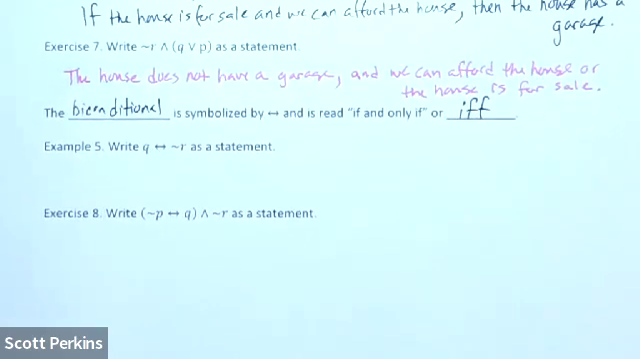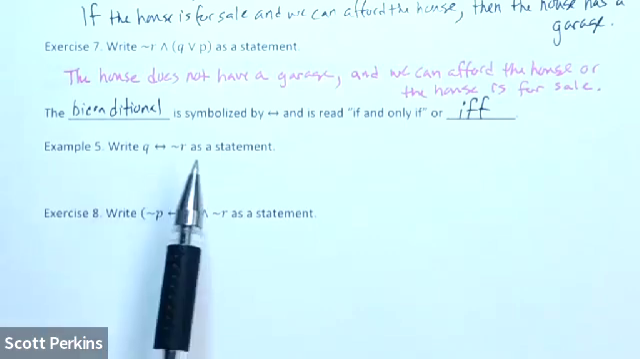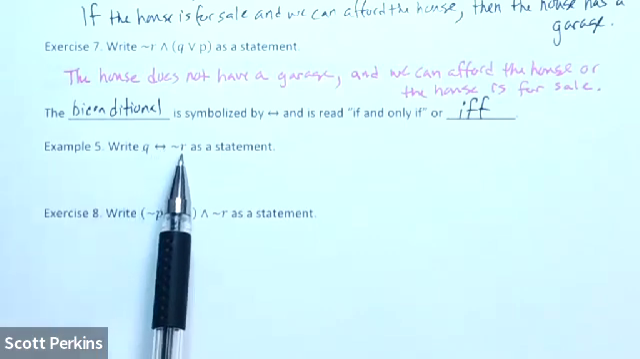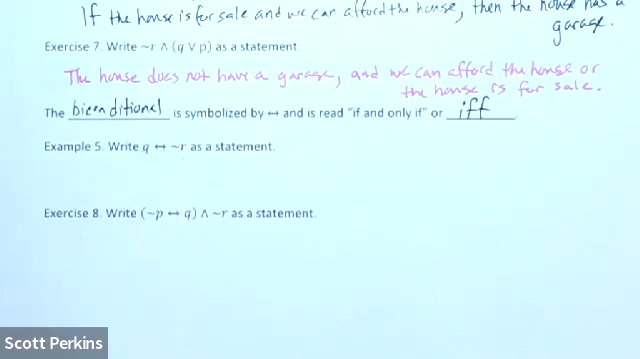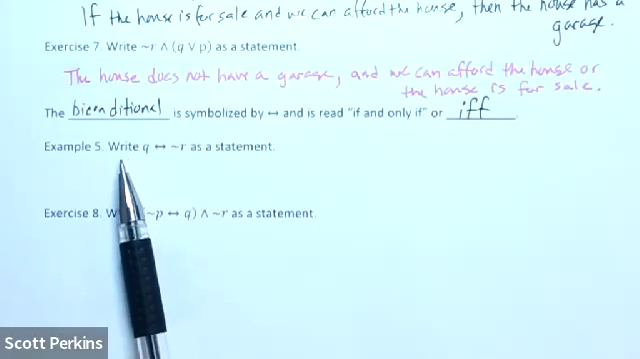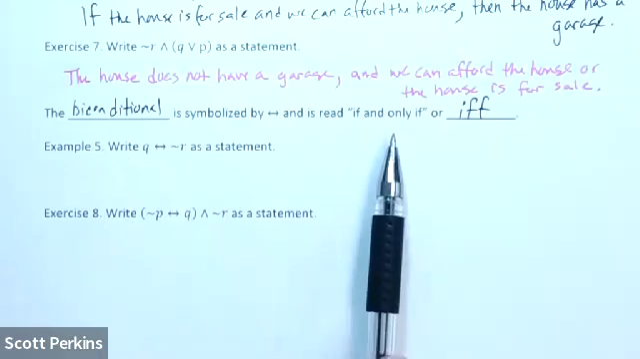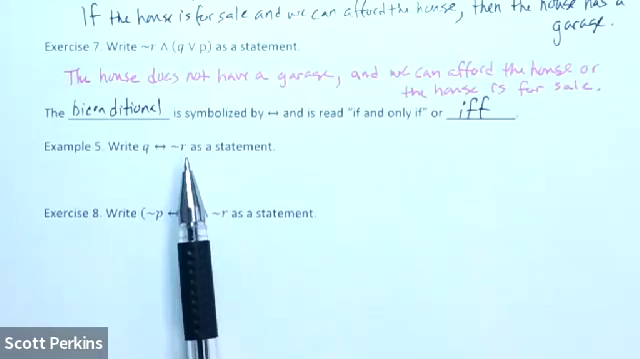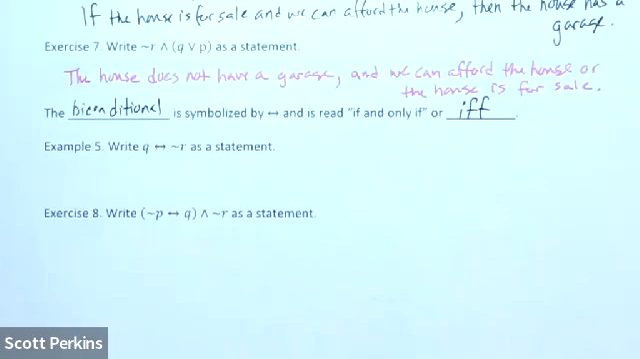All right, so here's what I would like you to do. Q biconditional squiggly R. Just to give you a little hint, you're going to write down the statement Q. You're going to write down if and only if, or iff. And then you're going to write down squiggly R. That is your biconditional statement right there.